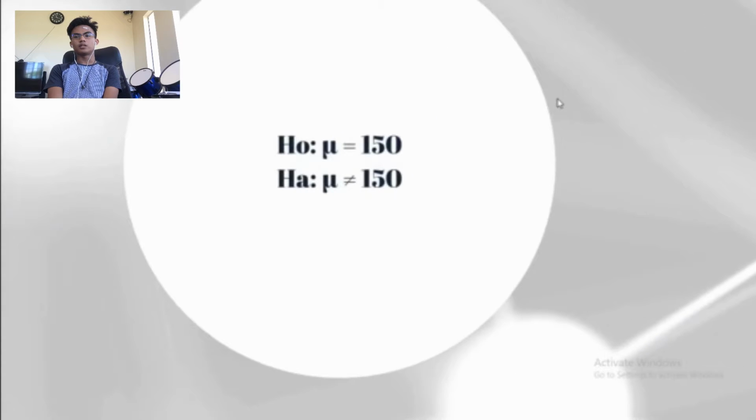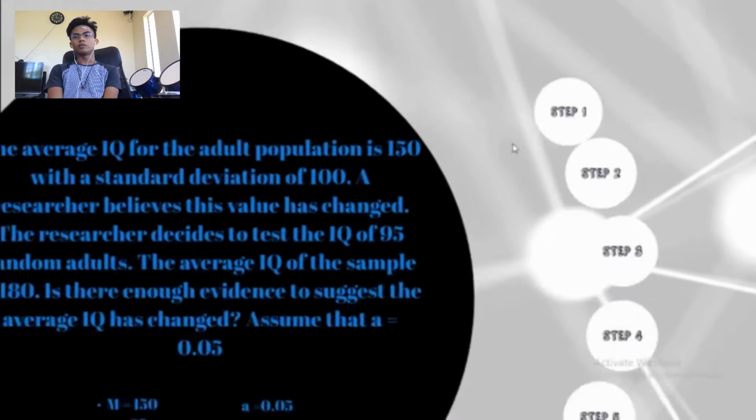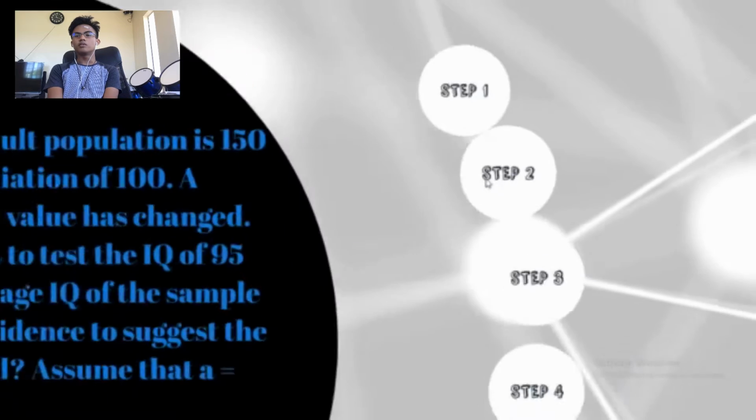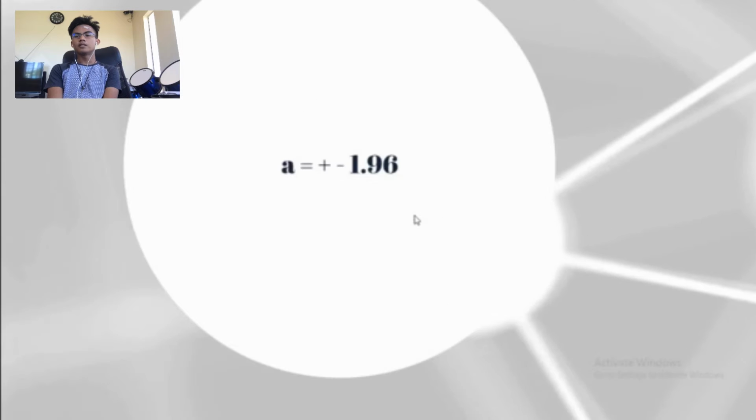Step 1 is writing the hypothesis, which is H0: M is equals to 150 and HA is M not equal to 150. Step 2 is the level of significance, which is alpha is equals to 0.05, which is two-tailed because according to the problem they didn't indicate if it's greater or less than, so we divide it by 2, which gives us 0.025. Step 3, finding the critical z value, which is positive negative 1.96.